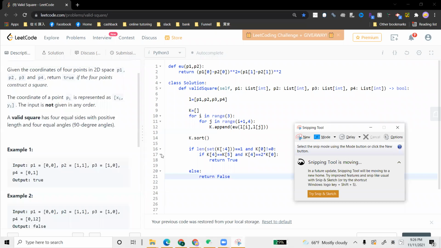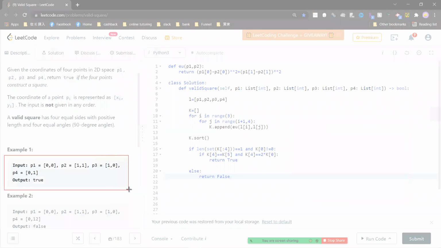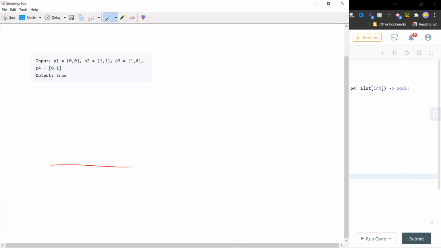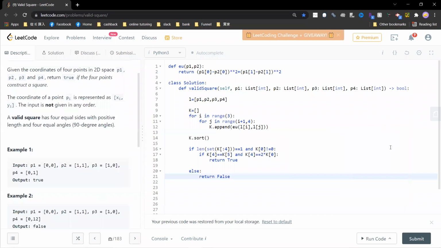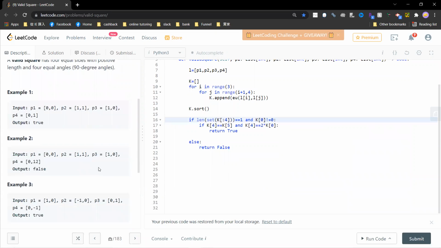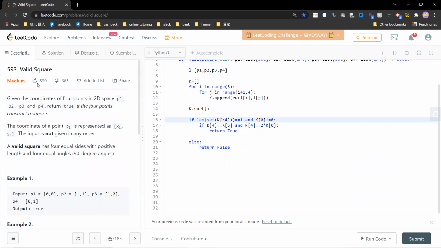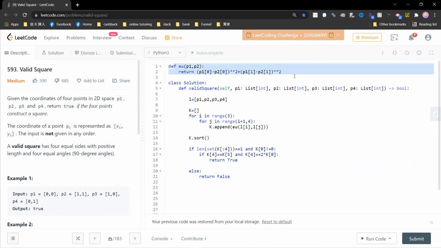So for example, the points 0, 0, 1, 1, 1, 0, 0, 1 form a square. This problem is very simple, and there are many solutions. My solution is very easy.